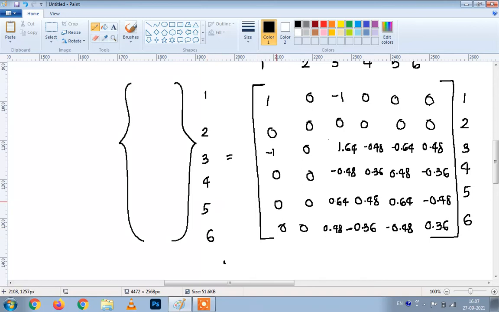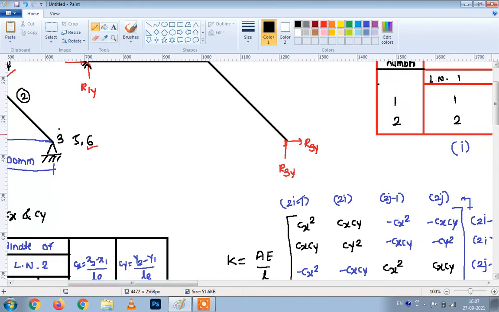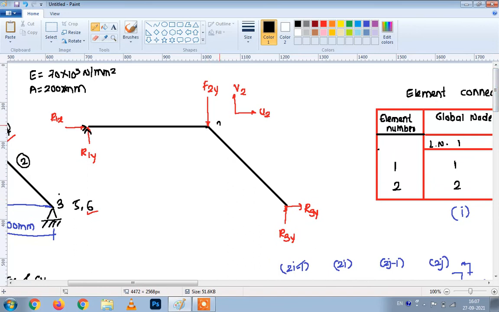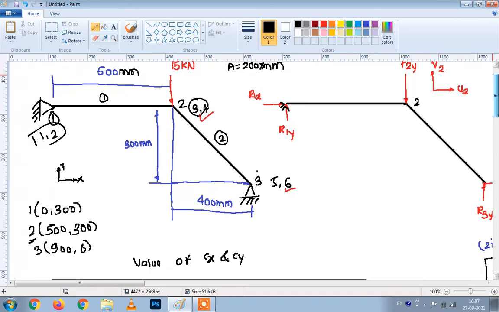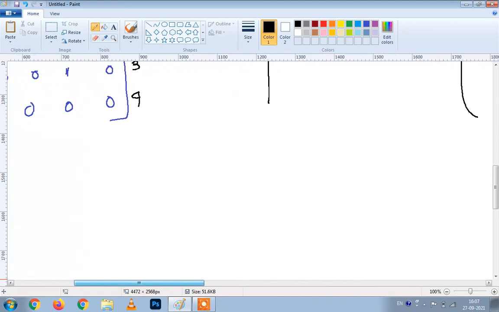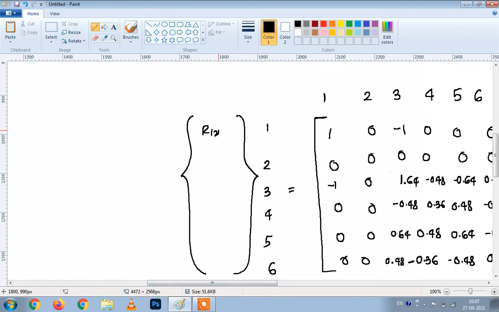As the node number 1 is fixed and there is no force here. If you observe here, we are only having force at node point number 2. All other values are 0 or they are the reactions R1x, R1y. So for element number 1, what two values are we having? R1x, R1y. For element number 2, there is no force in x direction, so we will write it as 0.